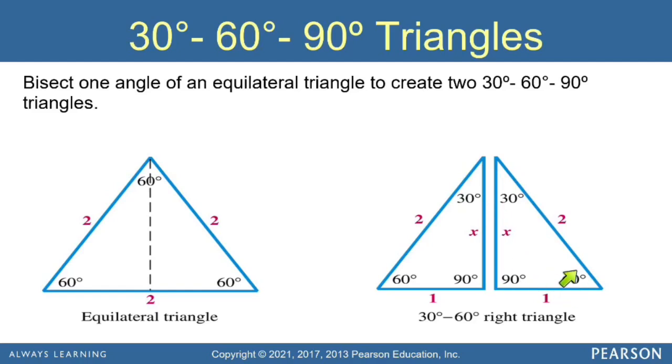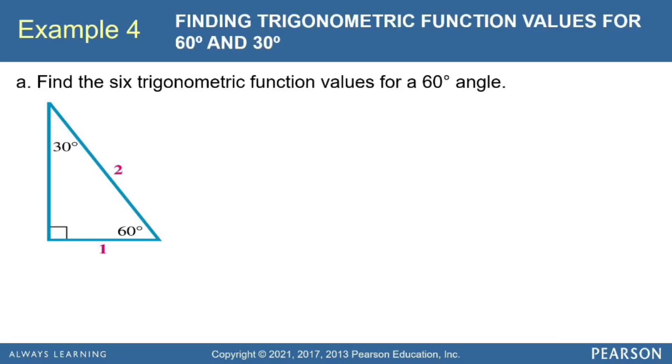So now let's take this triangle and go over here to example 4, and we'll use this triangle to help us find the answers for example 4. Part A says, find the 6 trigonometric function values for a 60-degree angle. In order to do that, of course, we're going to have to find the length of this unknown side right here that's opposite the 60-degree angle. Since this is a leg, and we know the length of the hypotenuse, we will want to use the Pythagorean theorem and subtract the squares of the 2 known sides, and then take the square root to find the length of the missing side.